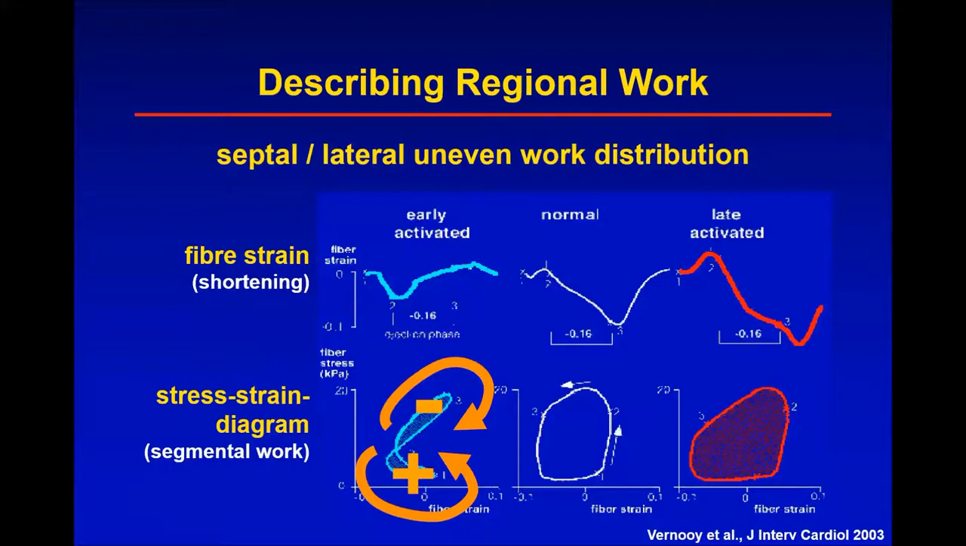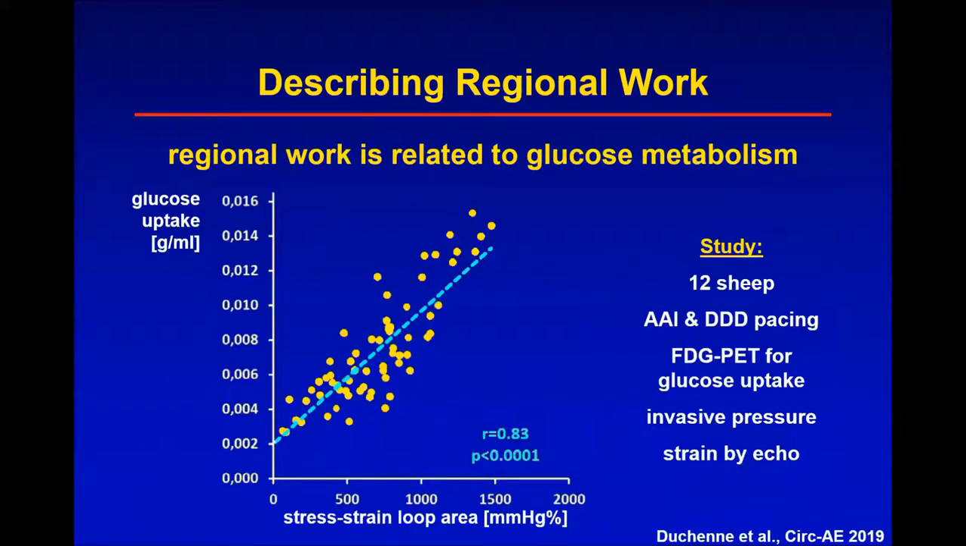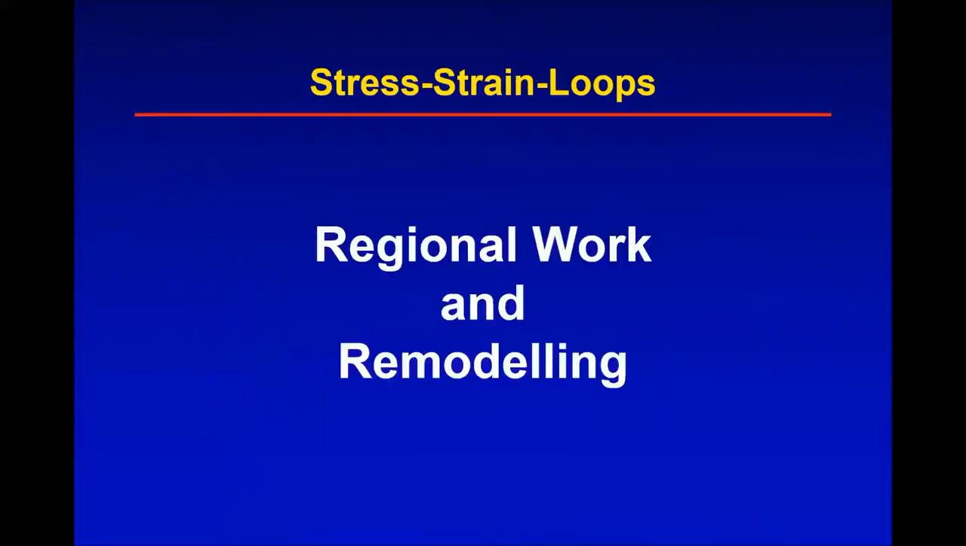So you can nicely show how the walls work against each other, because on the lateral side here in this segment you see how big the loop becomes, because the lateral wall has to work more because part of the work is wasted in the septum. And we have tried to correlate these findings in the stress strain loop area with the glucose uptake of the myocardium by scintigraphy as a sign of metabolic activity. And we found that there is a very nice correlation between the stress strain loop area and the glucose uptake. So it really tells us something about the regional work that is performed.